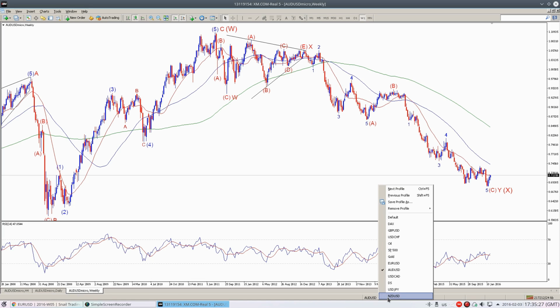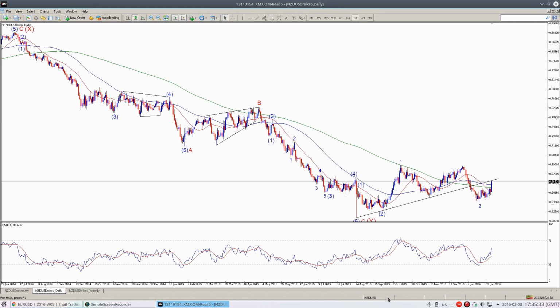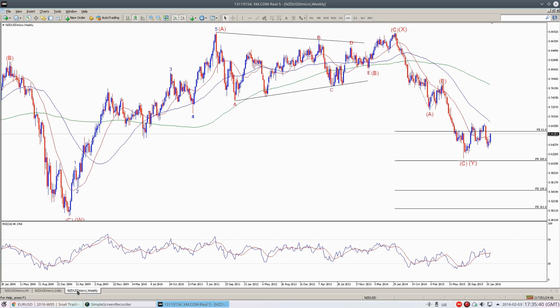Let's move to the New Zealand dollar. The situation is the same. Here, however, if we look at the weekly chart, we see that after the decline, that didn't create a new low, and thus I believe that wave C has already finished some months ago here.